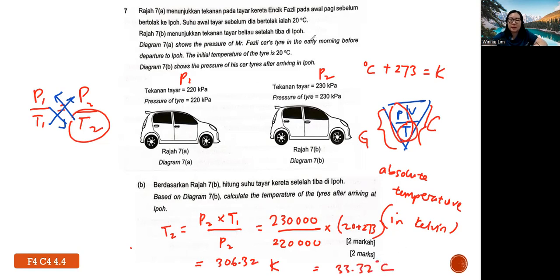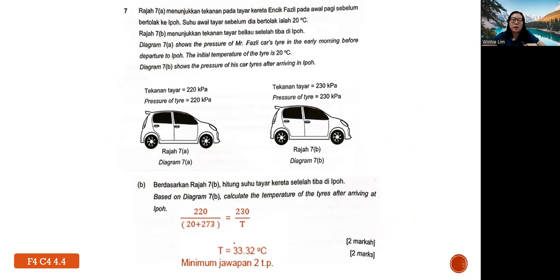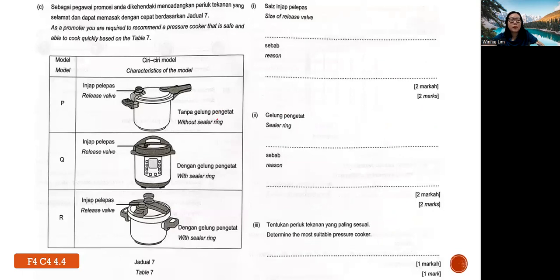Let's see, is the answer correct? Okay, yeah, so this is how you get the answer. Then the next part is similar to essay questions. You are given a table and then you choose which one is the best model. Of course, less choice compared to the one in essay. So as a promoter, you are required to recommend a pressure cooker that is safe and able to cook quickly based on this table 7. They want you to talk in terms of the size of the release valve, the sealing ring, and which is the best one.